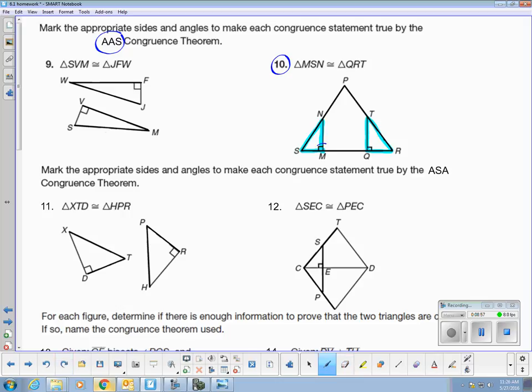All right, so we started with our first pair of angles. And then I can say that angle SNM is congruent to angle RTQ. That takes care of another pair of angles. And then I can say that segment SN is congruent to segment RT for the other pair of sides.